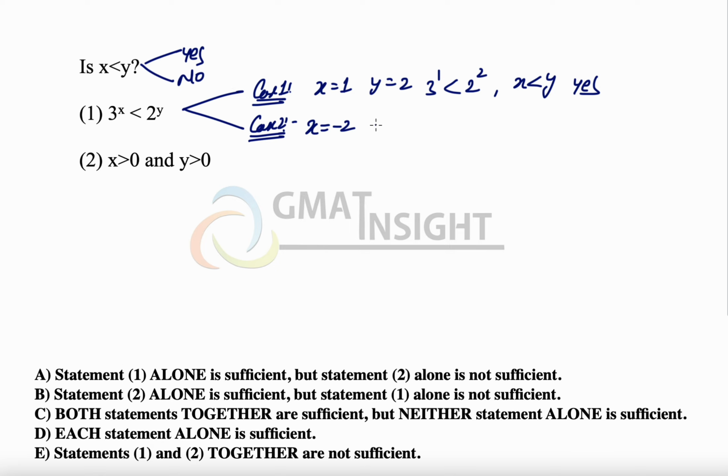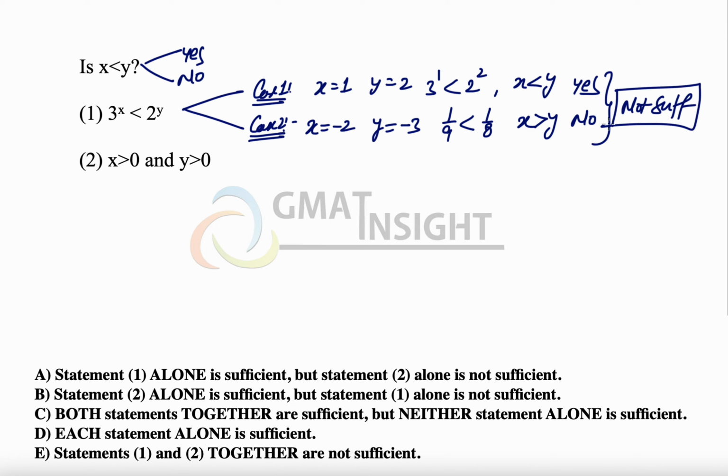In that case, the value of y can also be chosen as negative 3, because 3 to the power minus 2, which is 1 over 9, is still less than 1 upon 2 raised to the power 3, which is 1 upon 8. Whereas if you see x and y, then minus 2 is greater than minus 3. So answer to the question in this case, considering this case, is no. Inconsistent answers, therefore we can say that the first statement alone is not sufficient.